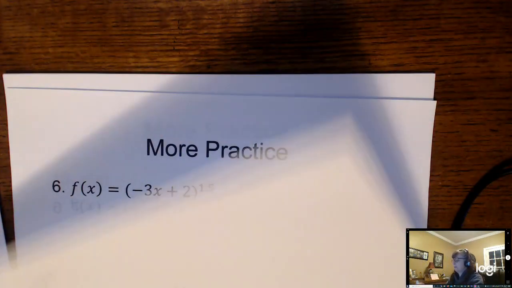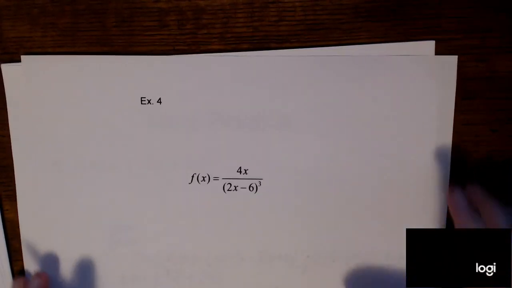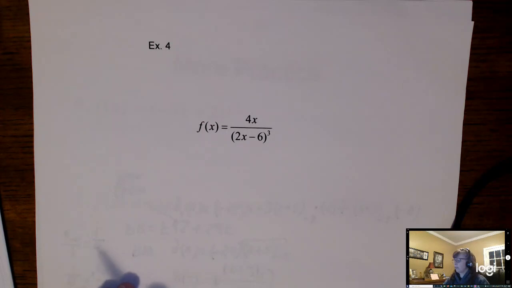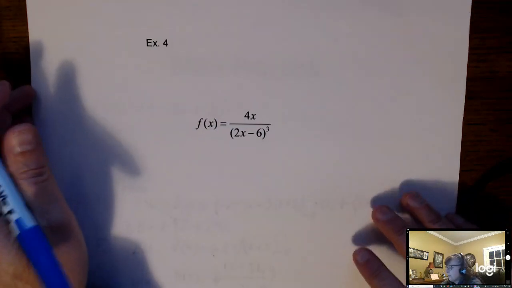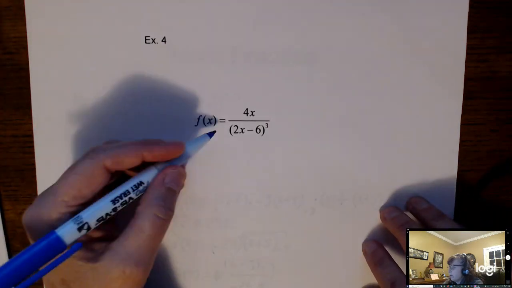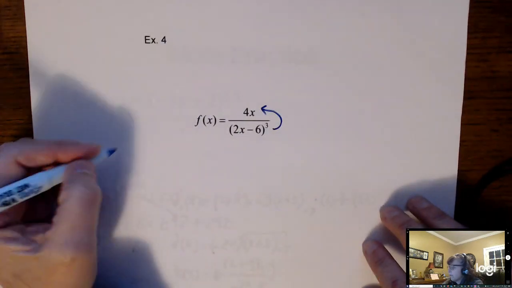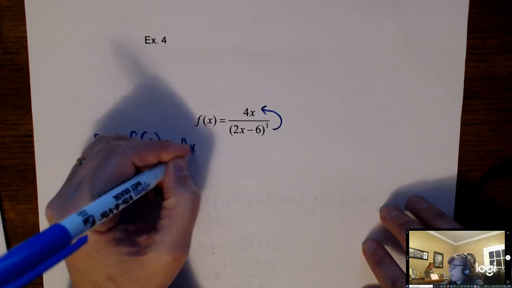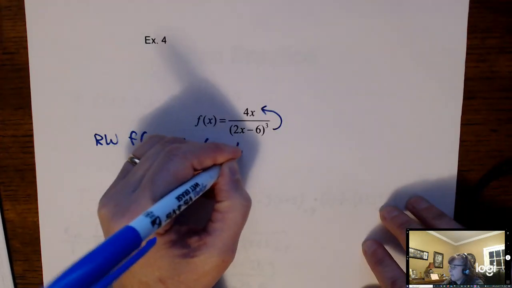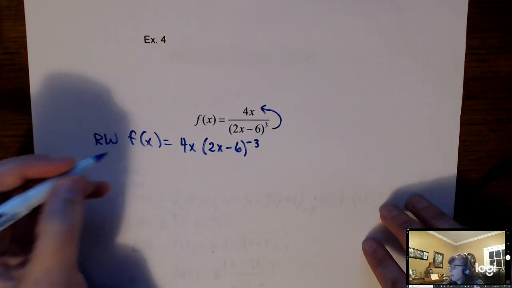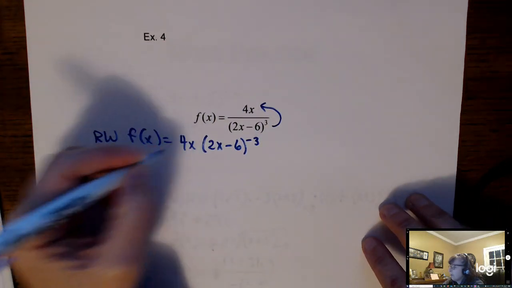So next one, very same thing. Of course, you can pause me at any time, try it yourself. So this one, I don't want to use the quotient rule, I'd rather use the product rule, so I'm going to move that up. This is a rewrite. F of x equals 4x times (2x minus 6) to the negative 3. So the product rule needs to be used here.